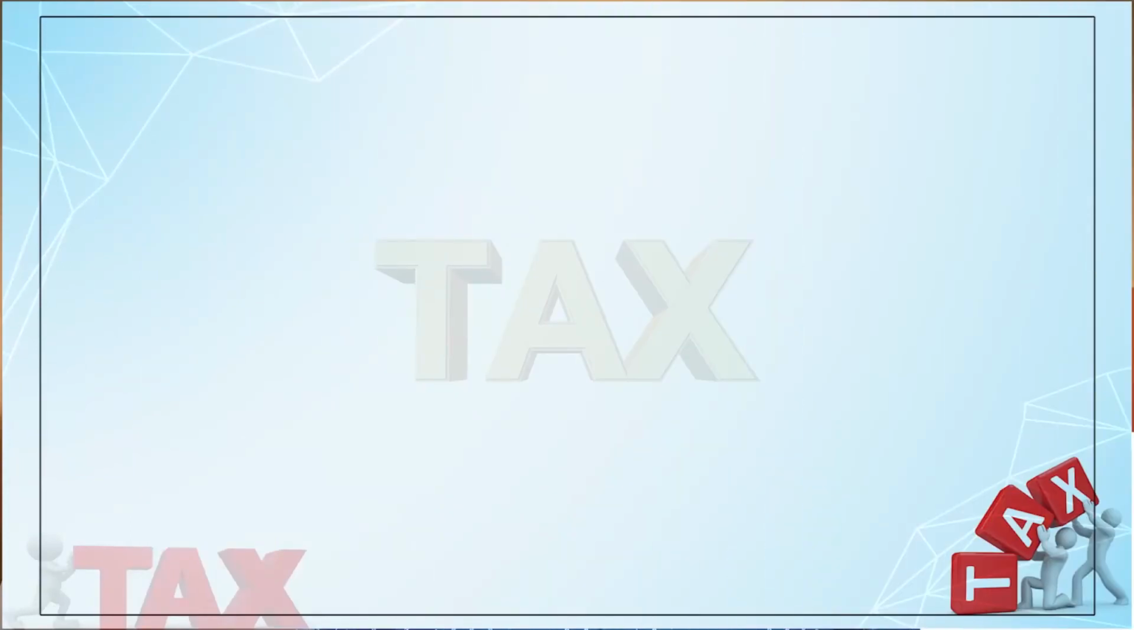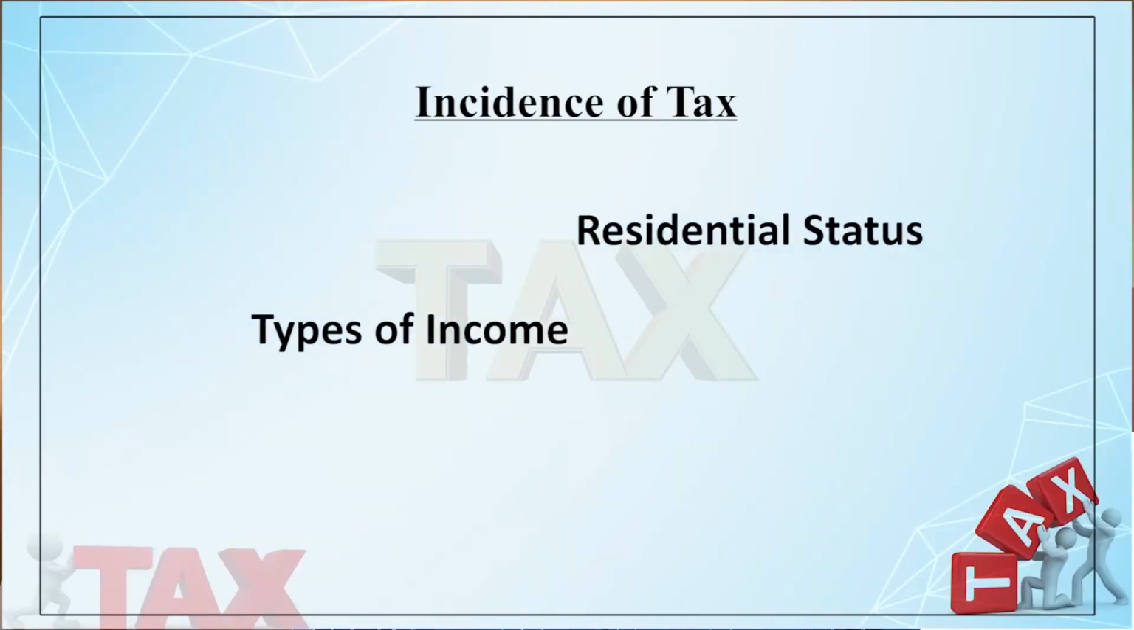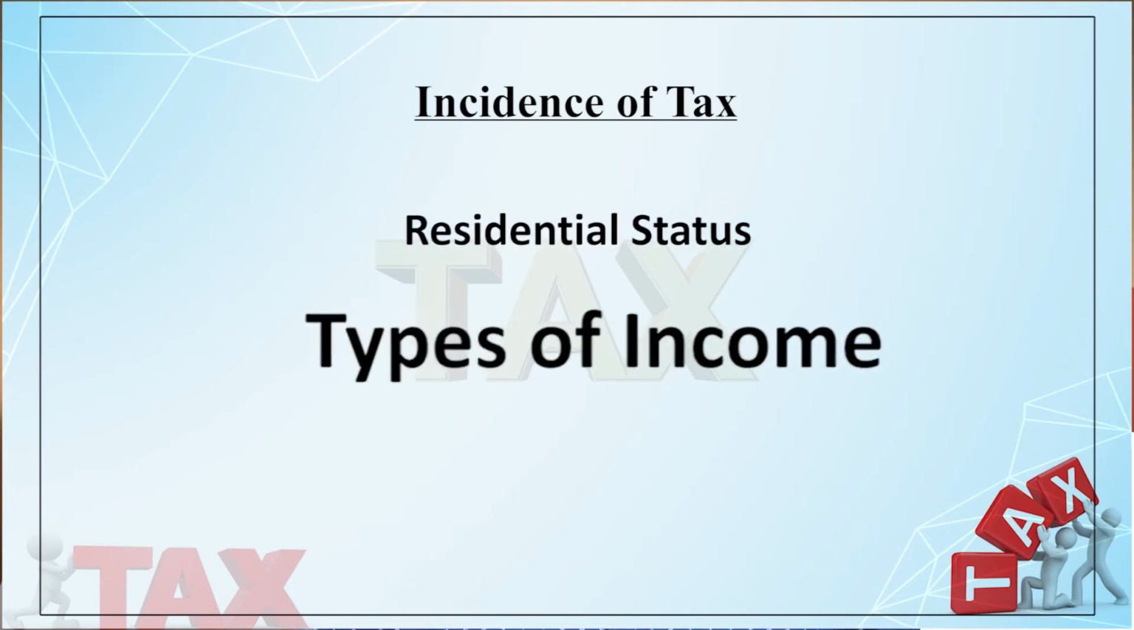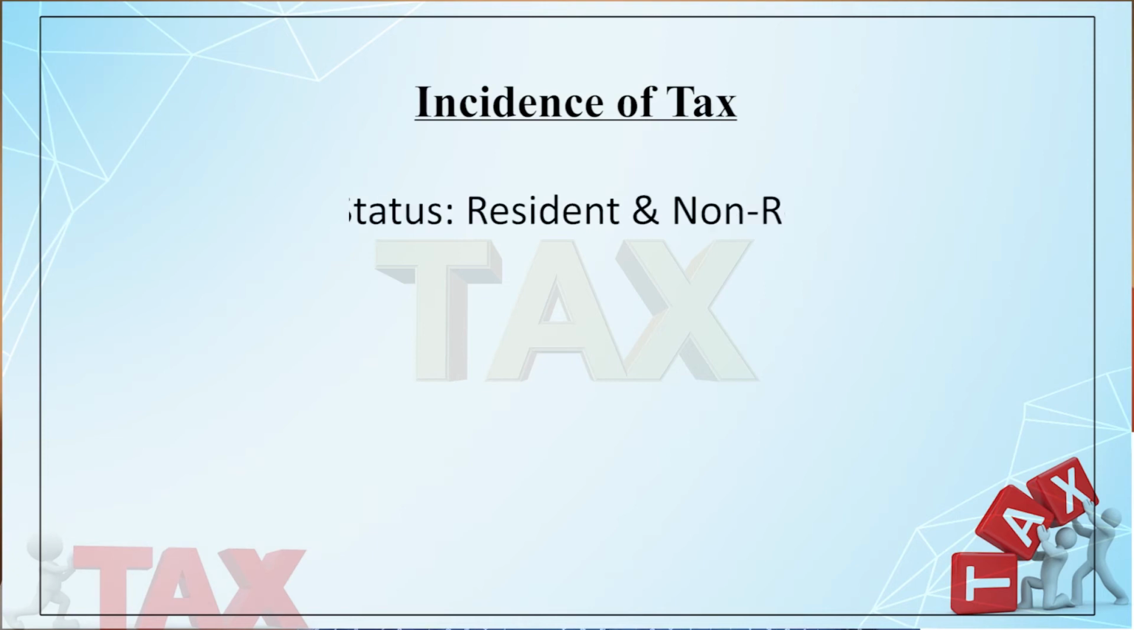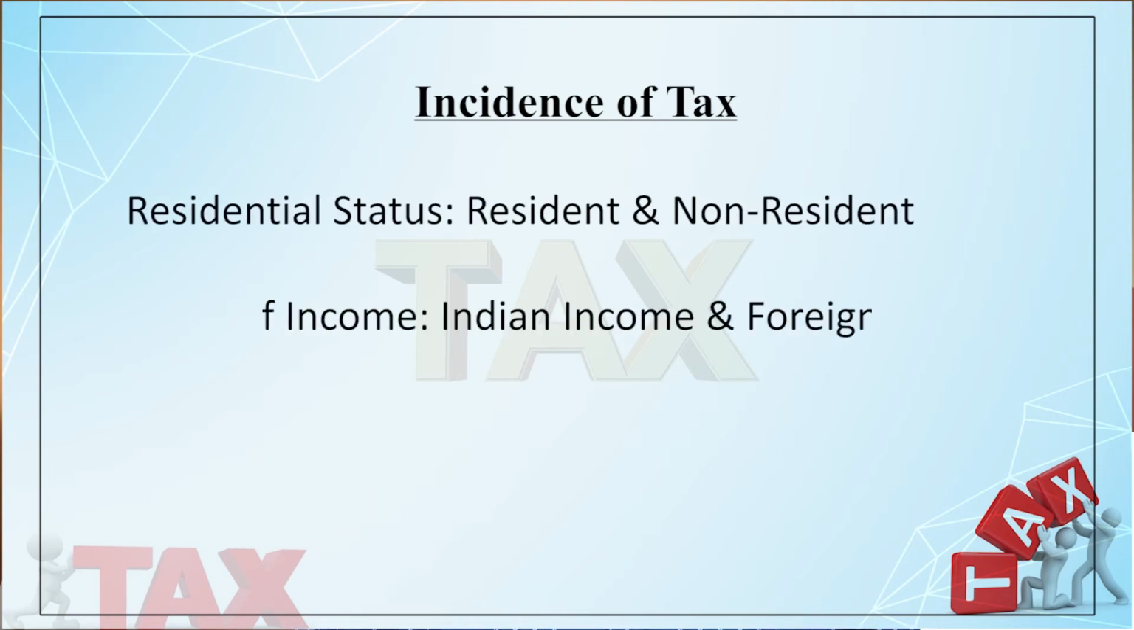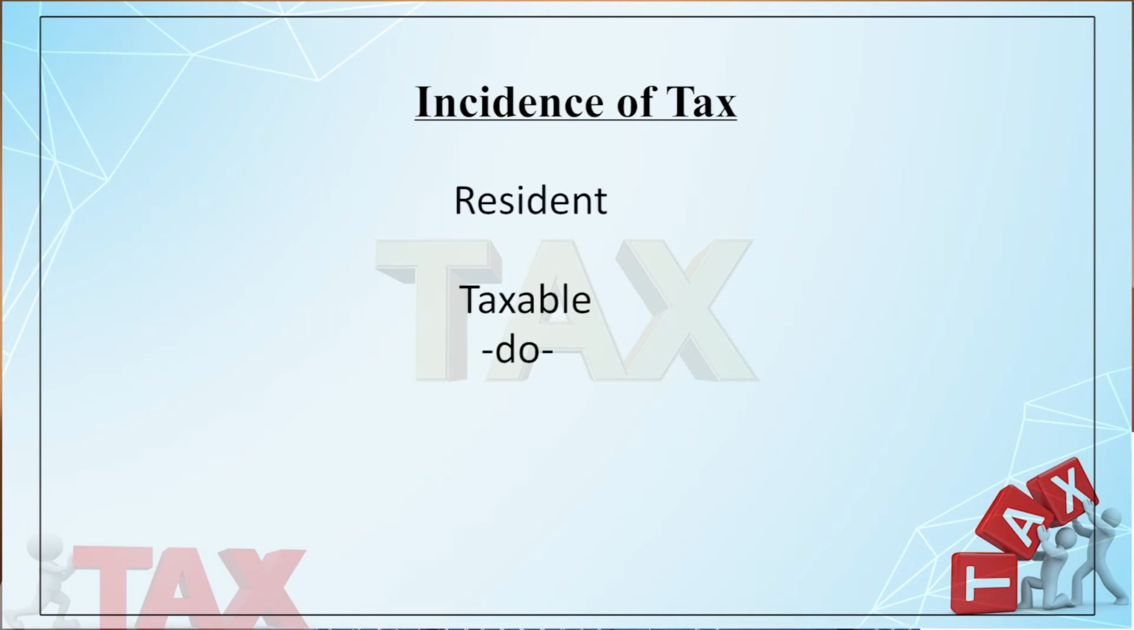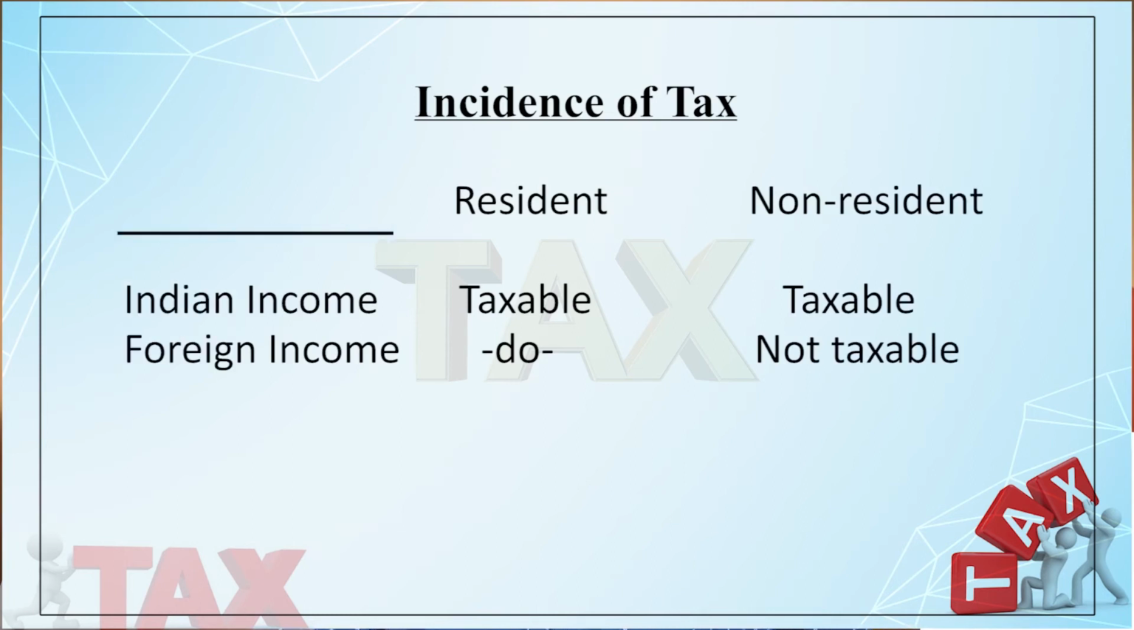Our objective is to determine the incidence of tax, that is, the tax on which the company is liable to pay. There are two important factors on which the incidence of tax of a company depends: the residential status and the types of income or nature of income. Now, we are going to relate these concepts. Here you can see we have prepared a chart of resident and non-resident, and Indian income and foreign income. We have already come across these concepts.